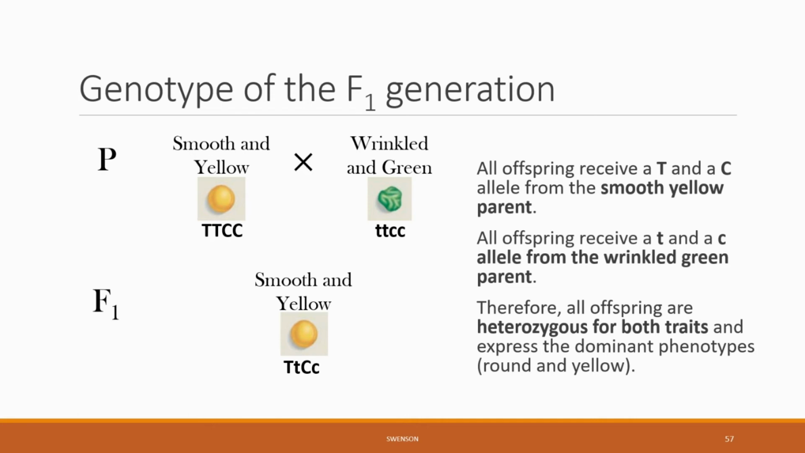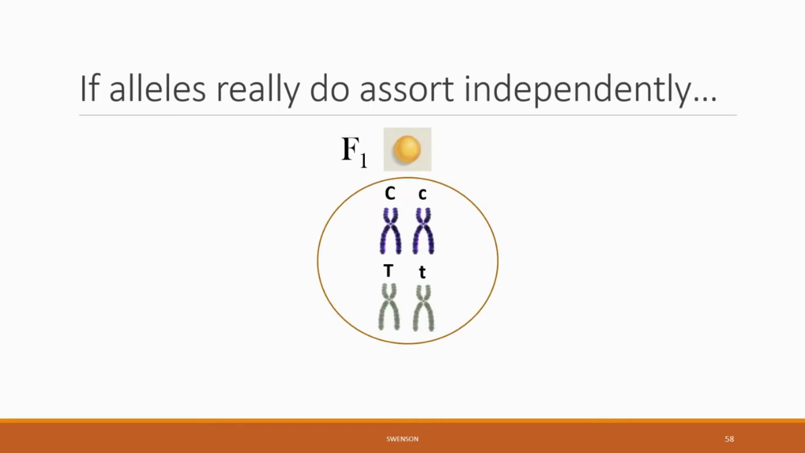Okay, so if alleles really do assort independently, then what does this tell us? This is where it starts to get tricky. It was easy to predict the different types of gametes that the parent plants would produce because they both only had one type of allele, dominant or recessive. And so there was only one option that could pass down in their gametes. The F1 generation, however, has a copy of each type of allele for each trait. So it can produce more than one type of gamete in meiosis.